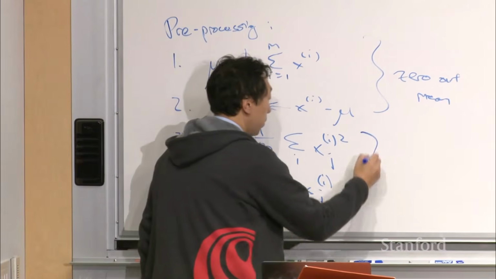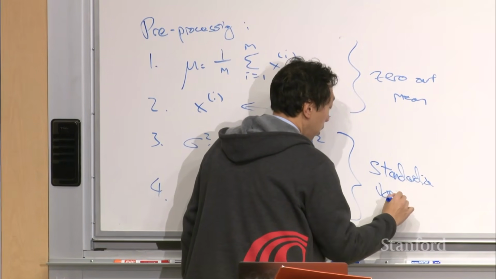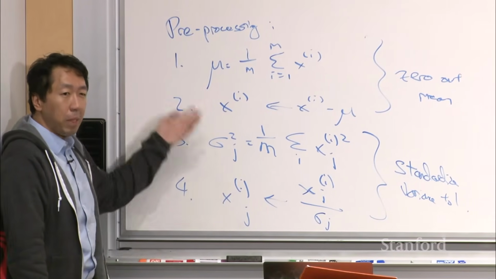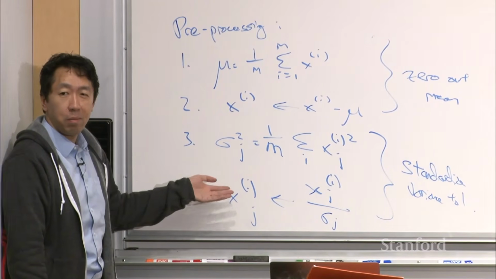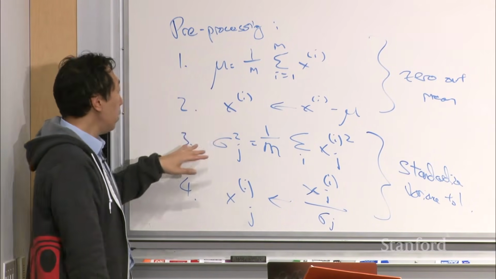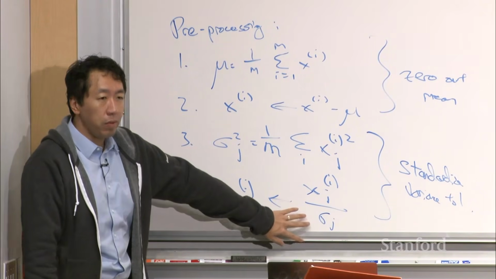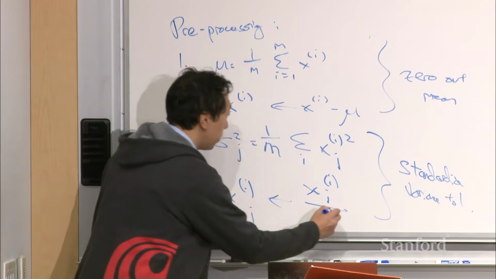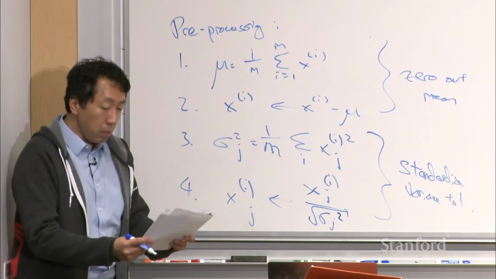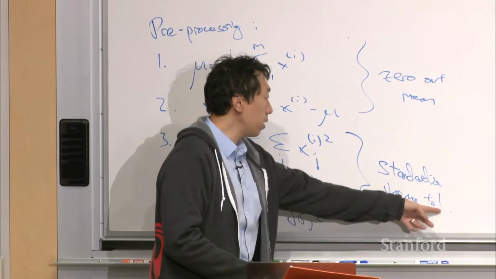Before running PCA, actually before running many supervised learning algorithms, you do this to make gradient descent behave better. You compute the mean, subtract out the mean from every example, and then compute the variance of each feature j, and divide by the square root of the variance, the standard deviation. So now each of your features has mean 0 and variance 1. So we standardize the variance to 1.